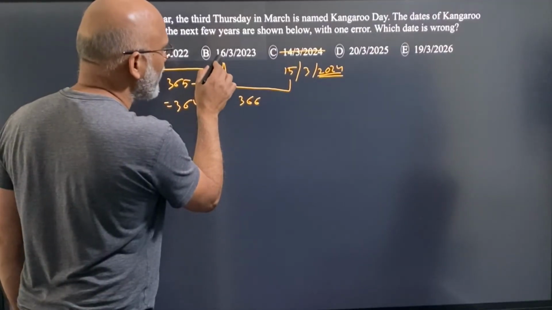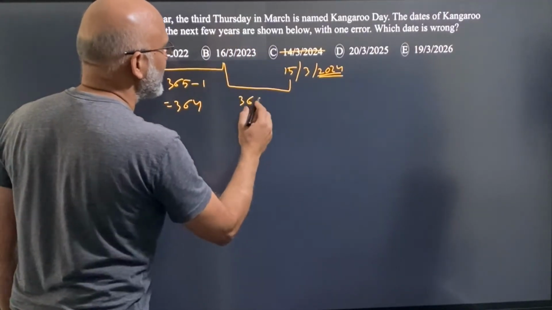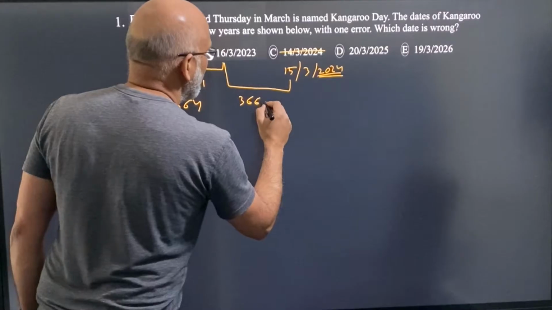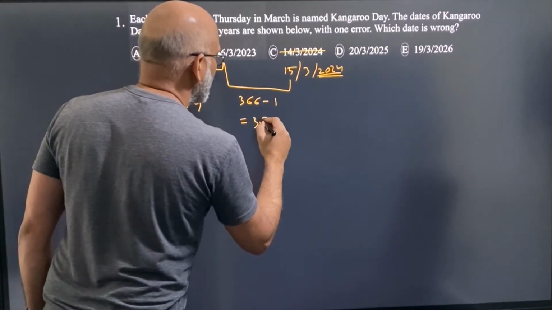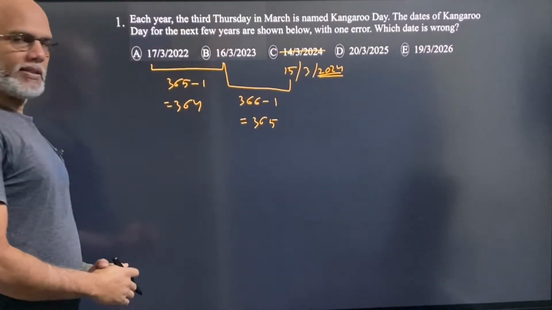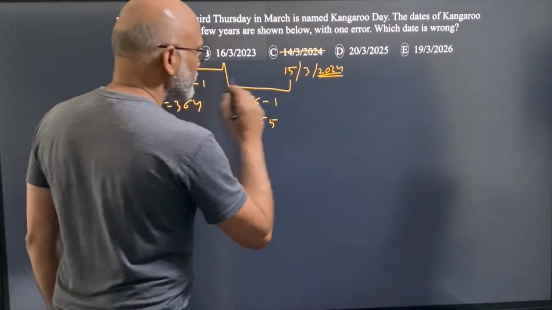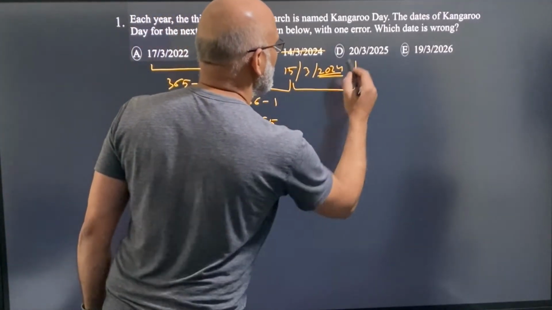But I'm not going from 16 to 16. I'm going one less day. So 366 minus 1 is 365 days. Okay, now how about from 15th to this 20th?